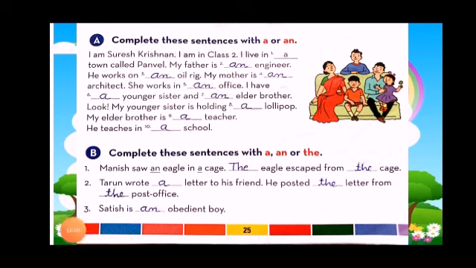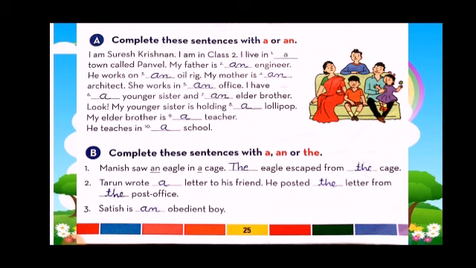Now let's learn exercise B. Complete these sentences with article A, AN or the. Here we have to use these three articles where it is appropriate. Now number 1. Manish saw an eagle in a cage. The eagle escaped from the cage. Now students, here the word eagle starts with the vowel sound E, so we used article AN.